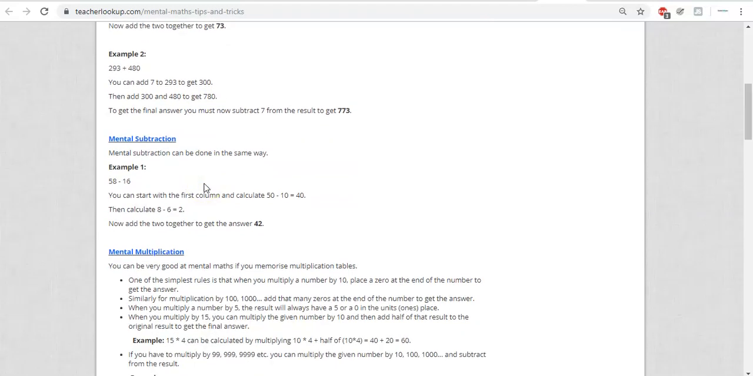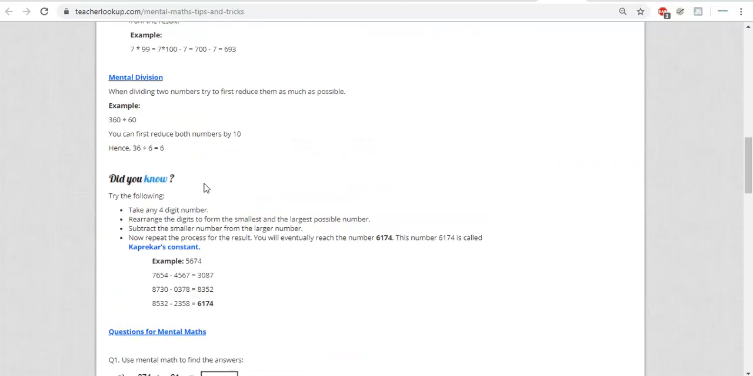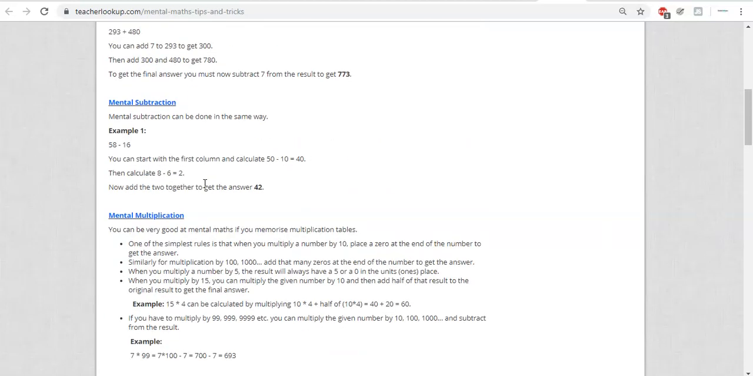So, moving on to mental subtraction. Mental subtraction can be done in the same way. For example, let's take 58 minus 16. First we do the tens. So 50 minus 10 is equal to 40. Second, we look at the two unit numbers.